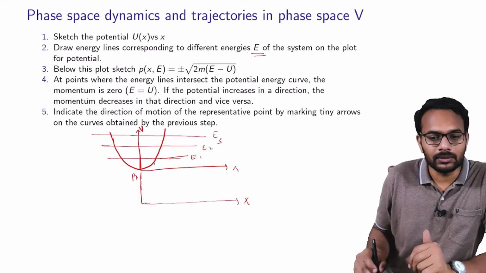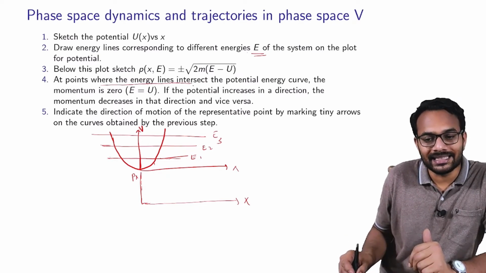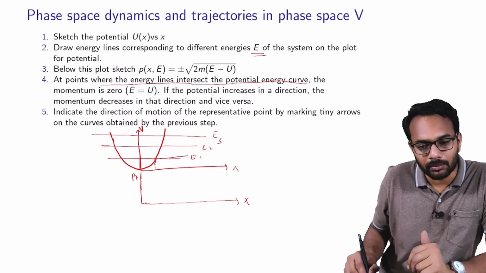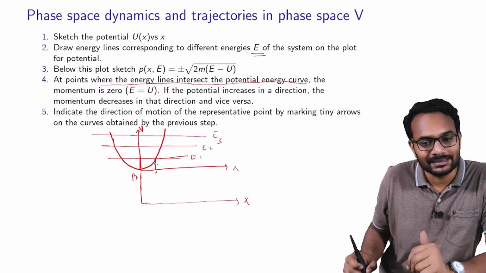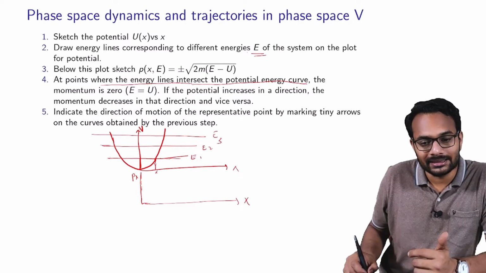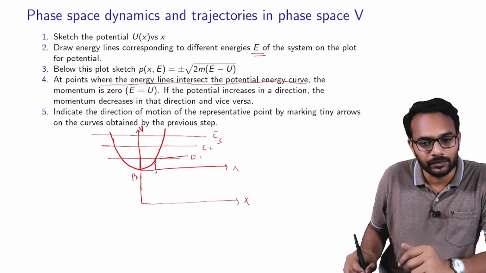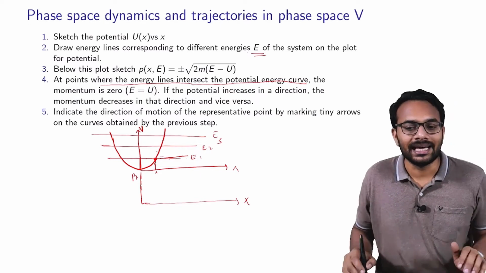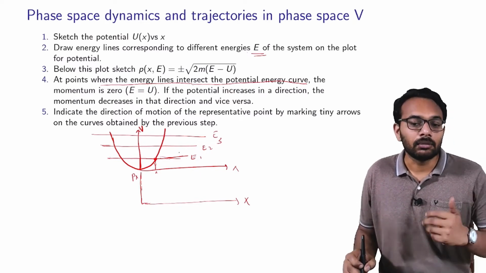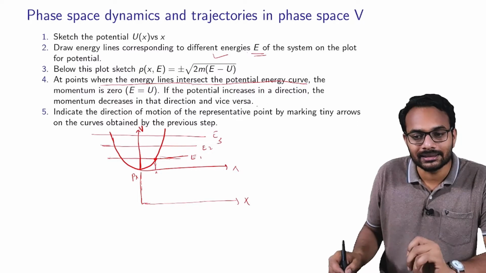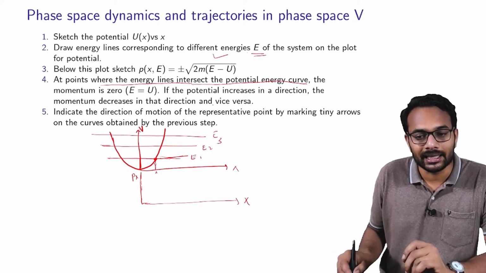Now you see that at points where the energy lines intersect the potential energy curve, at this particular value of x, E is equal to U. That's what it means. This is a straight line corresponding to a definite value of energy, and this is the potential energy. So at this point E is equal to U. So at points where the energy lines intersect the potential energy curve, the momentum is 0. By this equation, the momentum is 0. If the potential increases in a direction, the momentum decreases in that direction and vice versa.